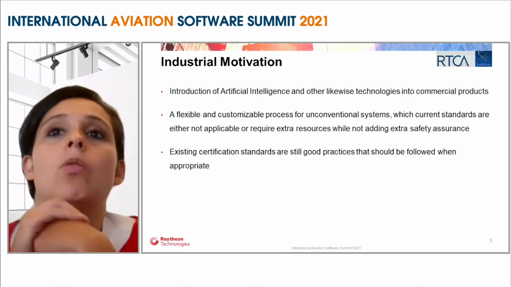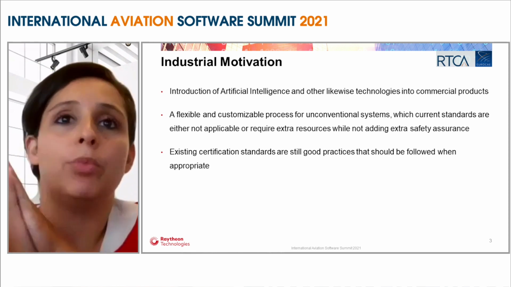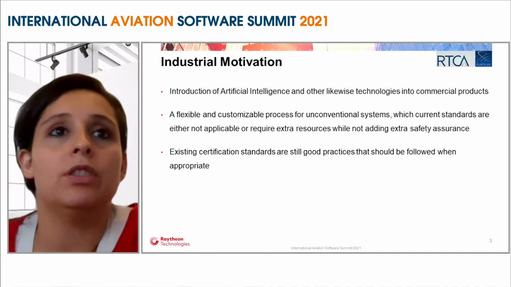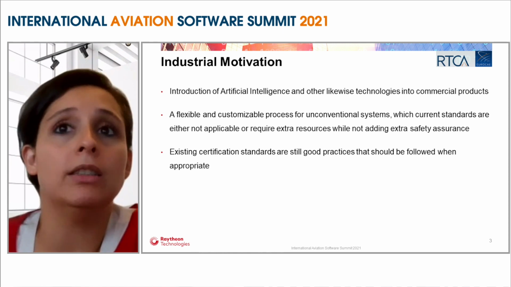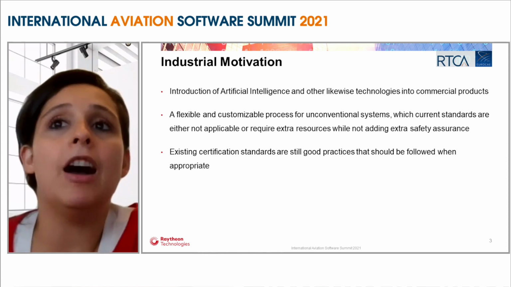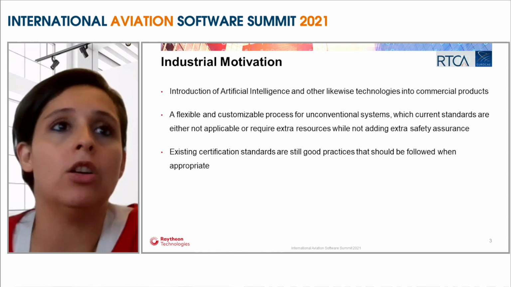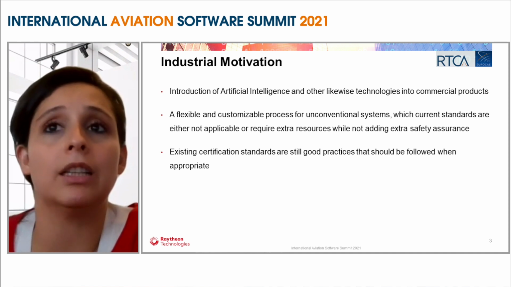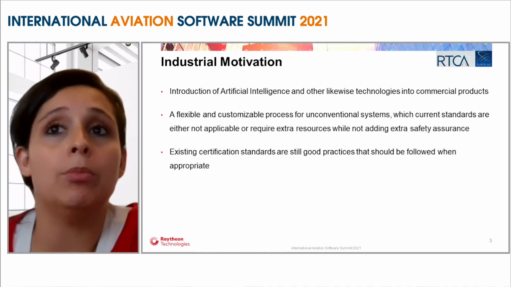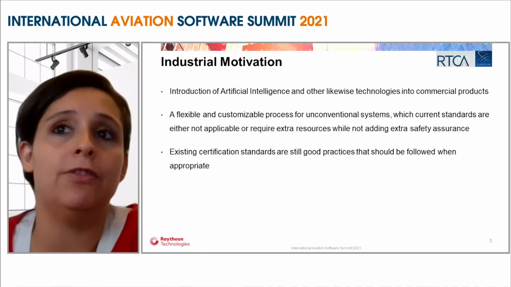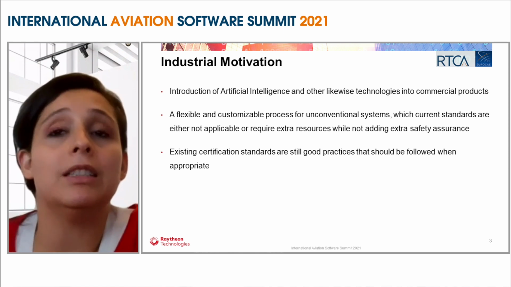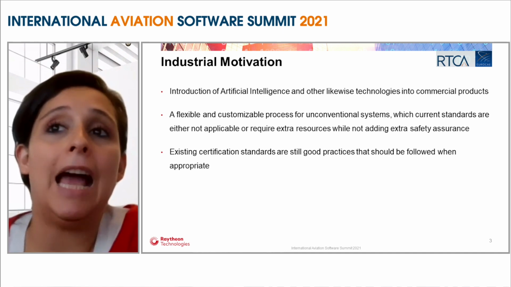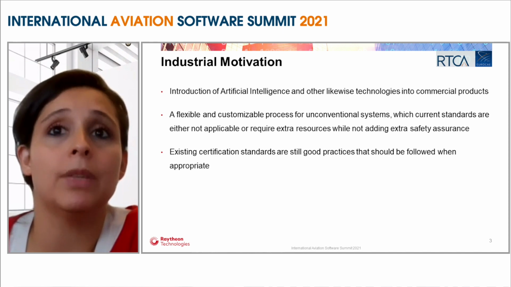So first, let's talk about why we wanted to use overarching properties, or OPs, in the industry. Currently, certification and standards ensure a very high quality of the software in aerospace. However, the standards do not always support incoming technologies like AI, and that is something very important in the industry currently. So we believe that overarching properties can help to certify systems where currently standards are not applicable or require extra resources that do not add additional safety assurance.